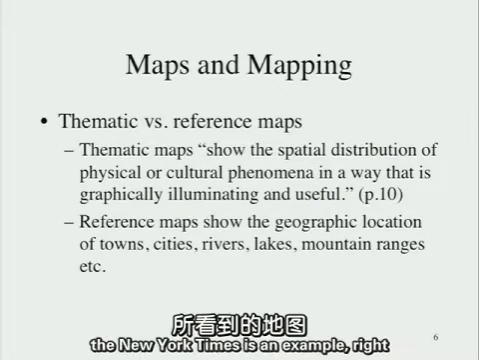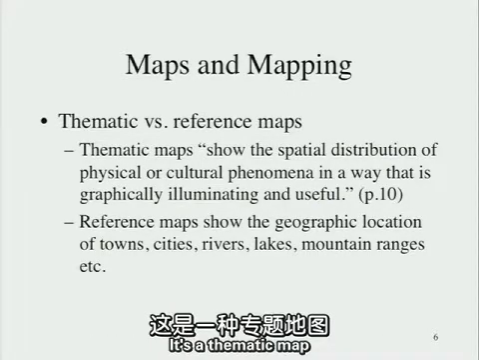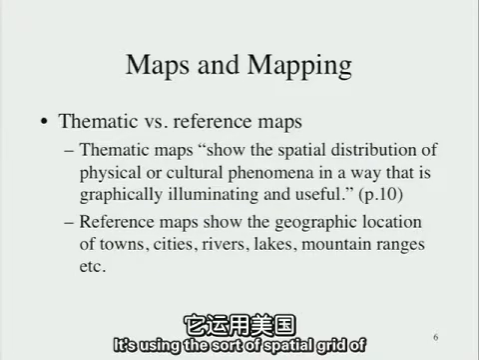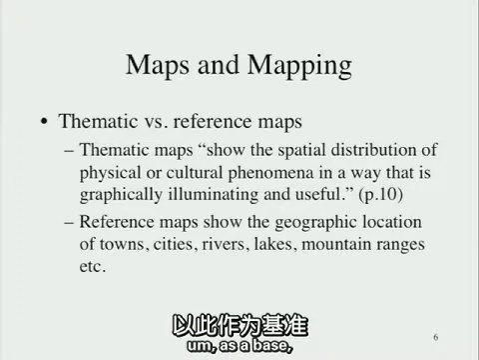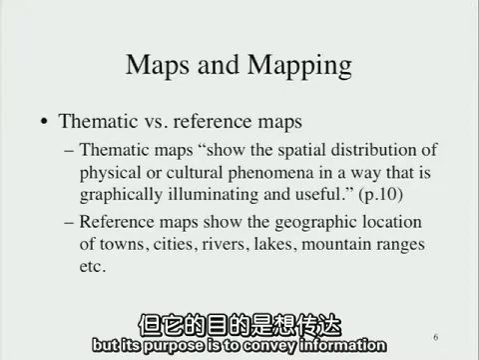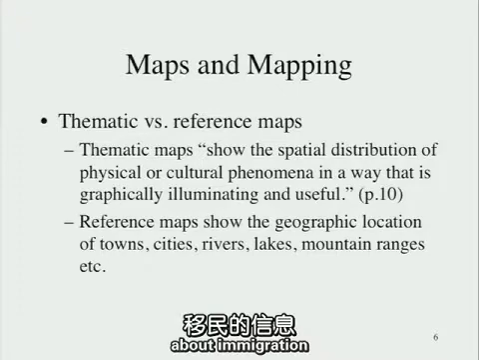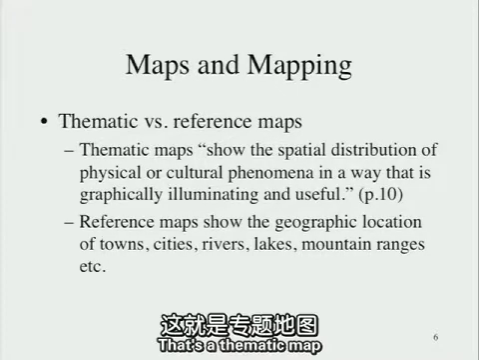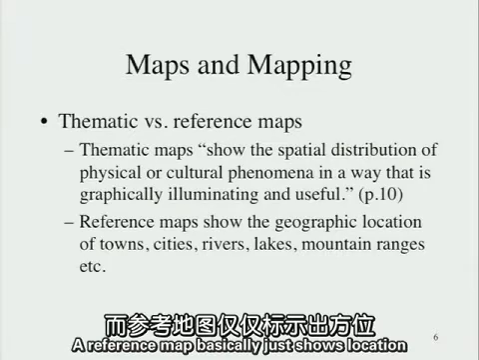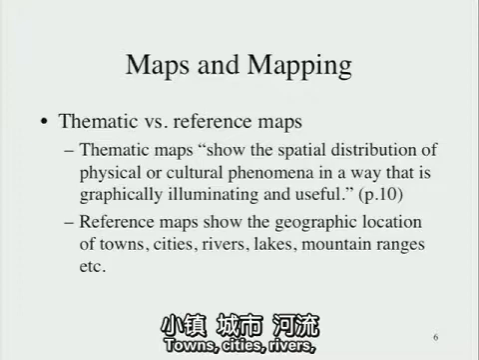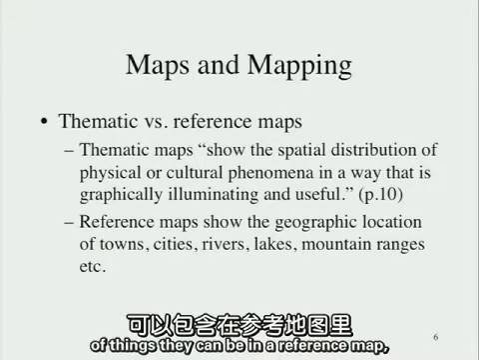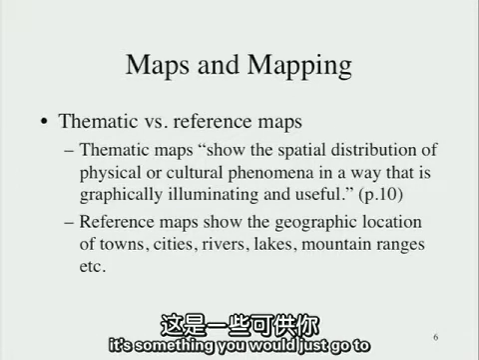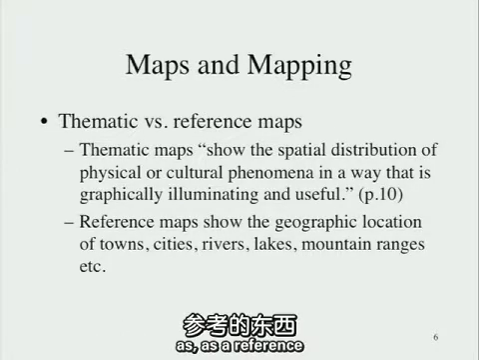It's actually attempting to convey some other kind of information through the map. The map we just looked at from the New York Times is an example, right? It's a thematic map. It's using the spatial grid of the United States and its counties as a base, but its purpose is to convey information about immigration. That's a thematic map. A reference map basically just shows location. Towns, cities, rivers, lakes, mountain ranges, etc. There's a lot of different kinds of things that can be in a reference map, but at the end of the day, it's something you would just go to as a reference.